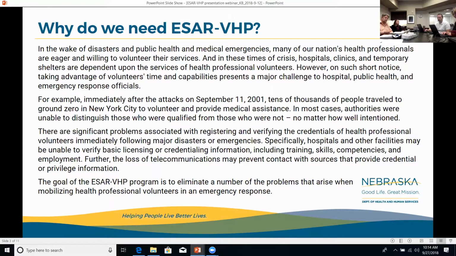Specifically, hospitals and other facilities may be unable to verify basic licensing or credentialing information, including their training, skills, and competency levels. Further, the loss of telecommunications may prevent contact with sources that provide credential or privilege information. The goal of the ESAR-VIP program is to eliminate a number of these problems that arise when mobilizing health professional volunteers in emergency responses.